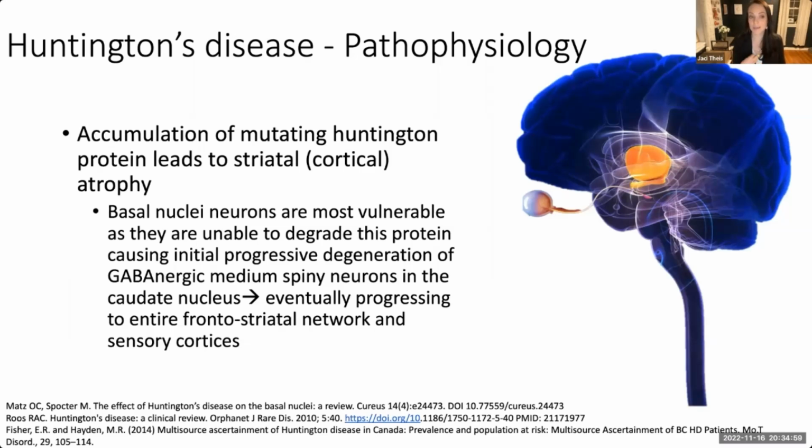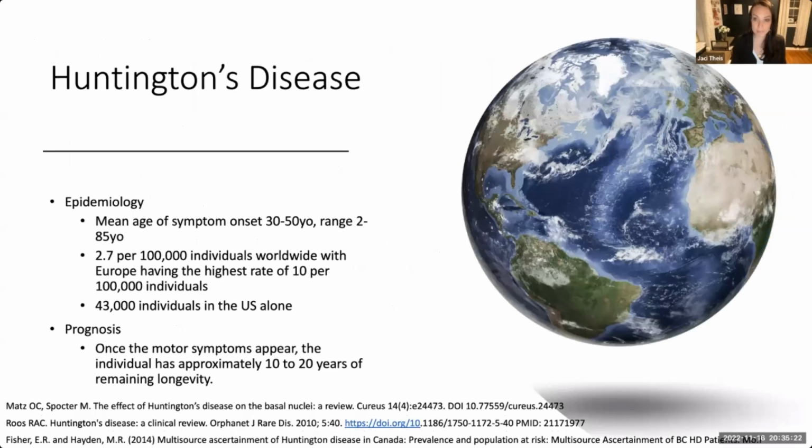And so the basal nuclei is vulnerable in Huntington's disease to be the first area where people are going to have degeneration. Then over time, as they get more and more of this protein, eventually some of the other GABAergic areas of the cortex are going to get involved. And that's what leads to that progressive frontostriatal network and sensory cortical atrophy. It's not necessarily a common disease, but it's not uncommon. About 43,000 individuals in the US alone have Huntington's disease.